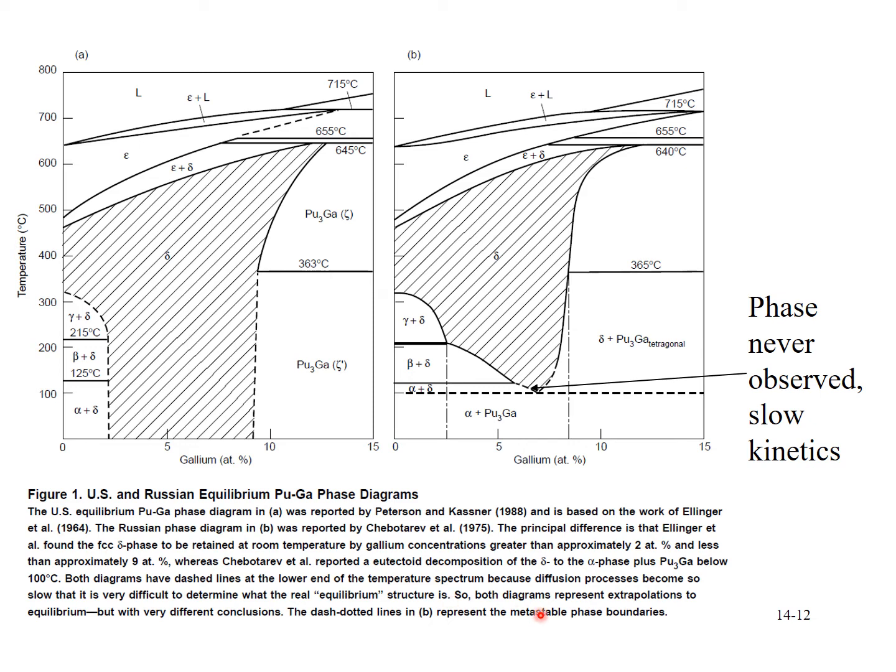Both these phase diagrams are just extrapolations, but they have very different conclusions, and these were important differences. At the end of the Cold War they were used as a common research project to understand the behavior of plutonium-gallium alloys under these specific conditions.